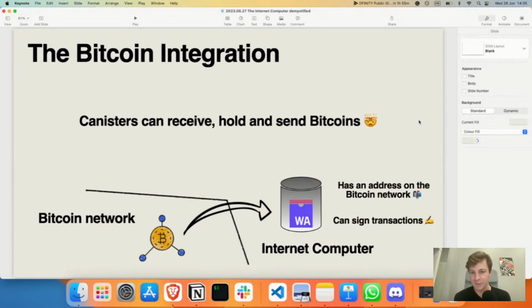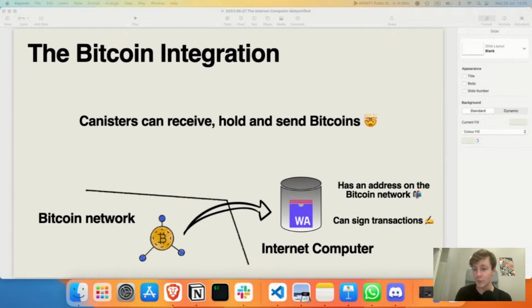Canisters are able to receive and send Bitcoins. And those are not Bitcoins like wrapped Bitcoin or twins of Bitcoin. Those are real Bitcoins from the Bitcoin network. So essentially, if you think about it from the perspective of the Bitcoin network, a canister is just like any other user. It has an address and a private key, and it is able to sign transactions on the Bitcoin network.